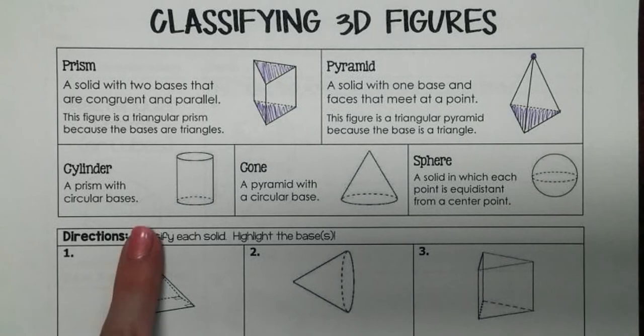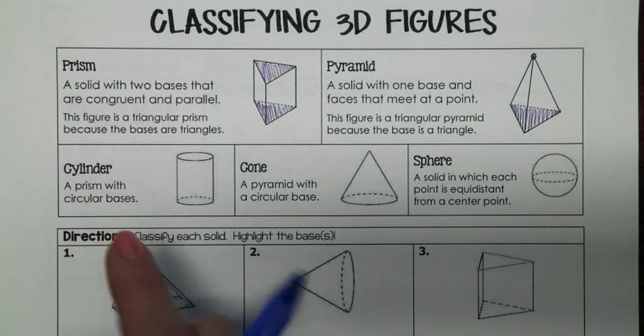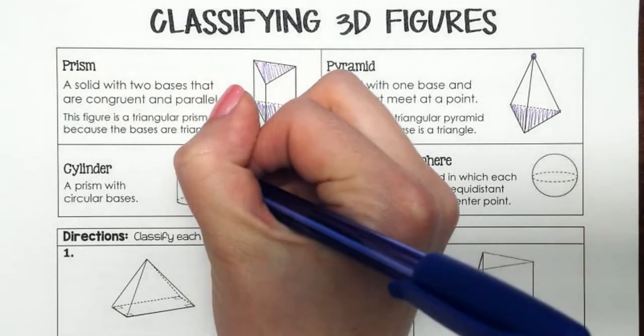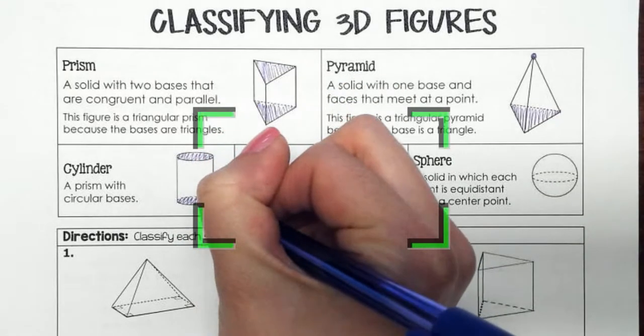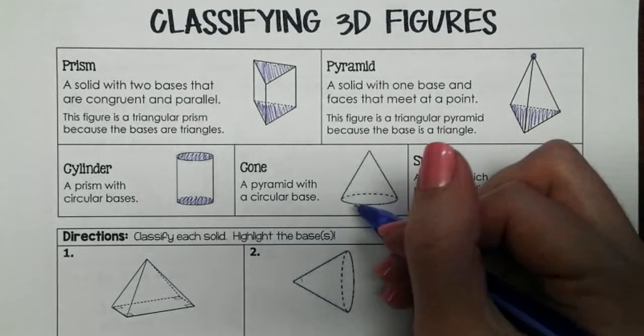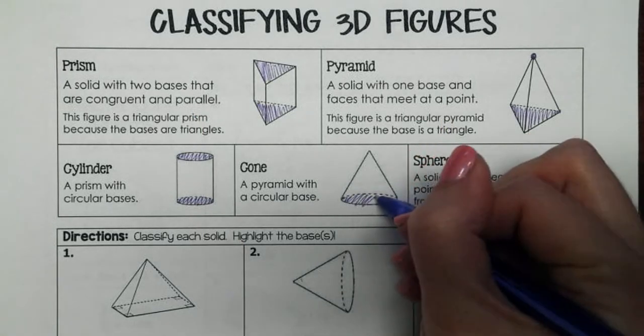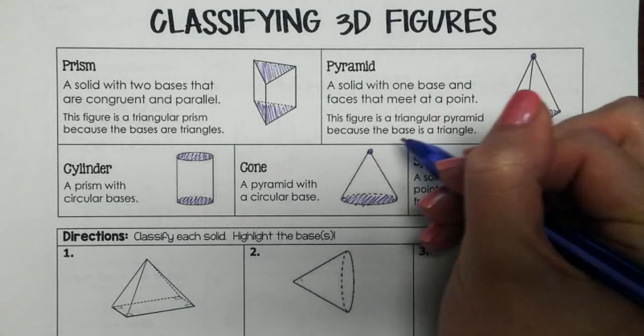Okay, a cylinder is a special type of prism. Its bases are circles, so we call this a cylinder. It's just a special type of prism. A cone is a special type of pyramid where the base is a circle as well. It meets at a point, so it fits the definition of a pyramid.